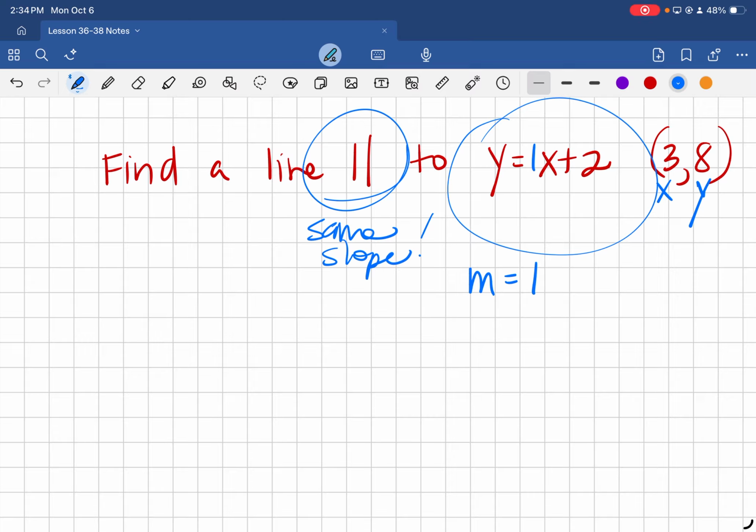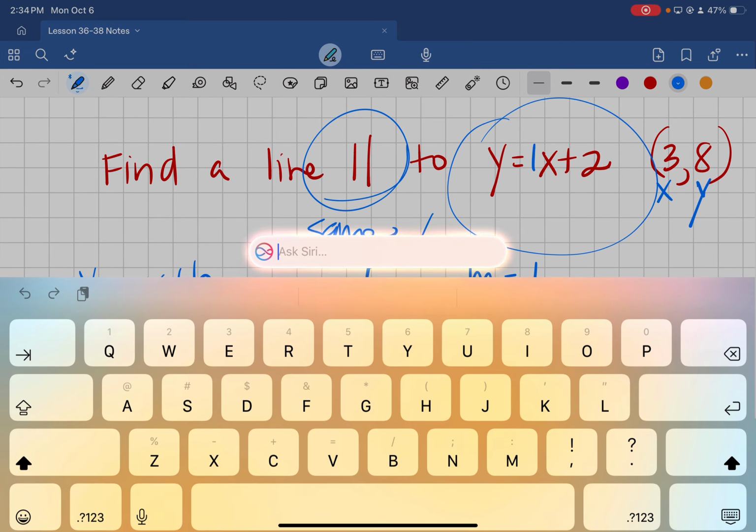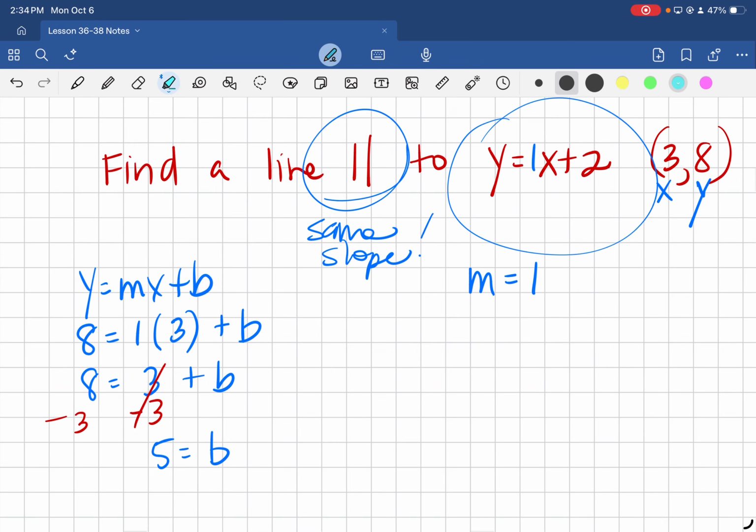So, I got to find my b. Remember, y equals mx plus b? So, my y is 8. My m is 1. My x is 3 plus b. Did I lose anybody? Okay. 8 equals 1 times 3 is 3 plus b. Let's move that 3 to the other side by subtracting it. 8 minus 3 is 5. Okay, so I have my m and I have my b. What's my final answer? y equals 1x plus 5.